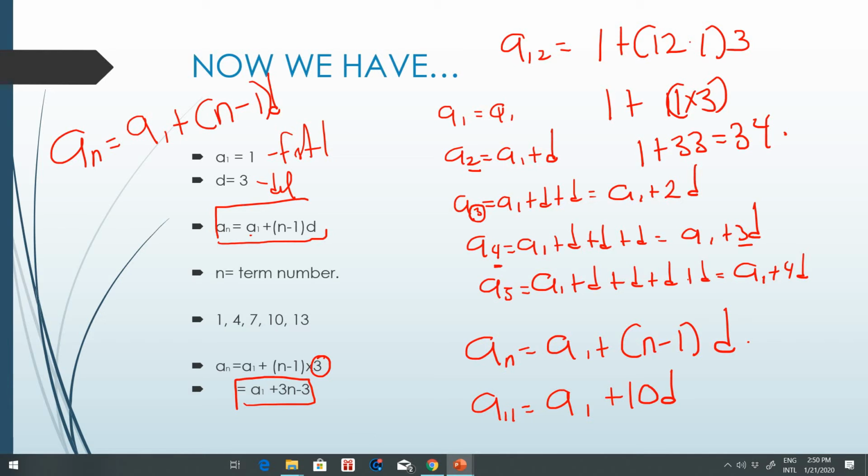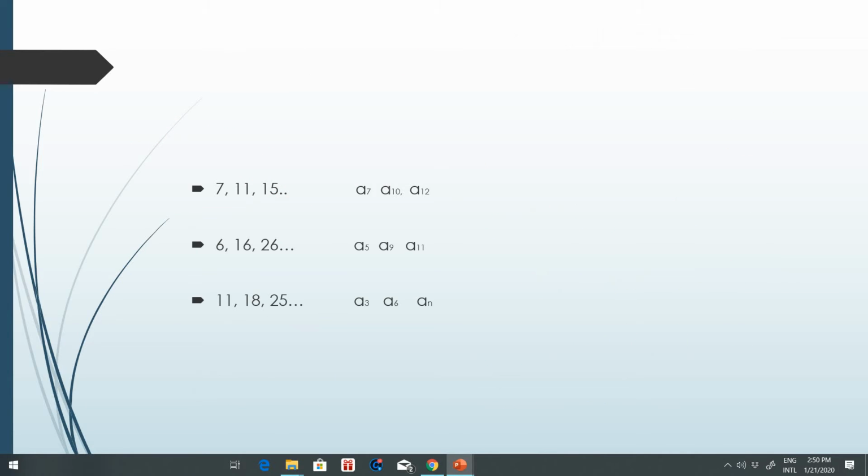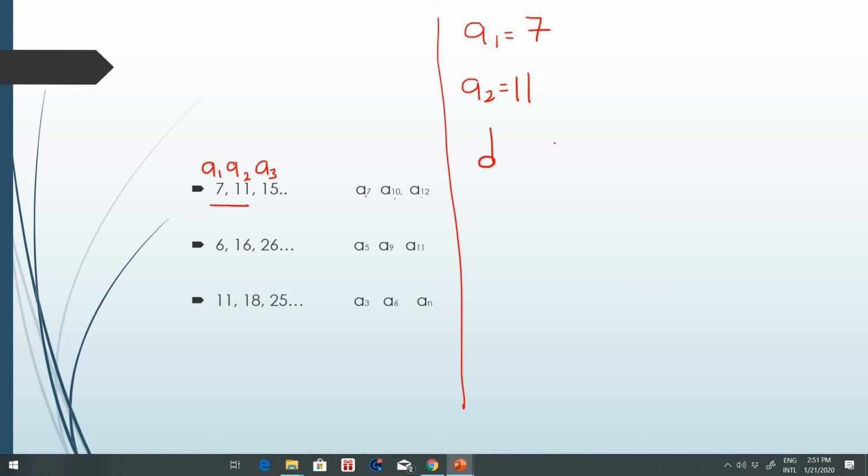Okay, that's cool. So let's practice this, because it's not just about knowing the formula. Let's practice and see how well we can do. Suppose we have this one: A1 is 7, A2 is 11, A3 is 15, and they ask us to find A7, A10, A12. So how are we going to do this? We have our A1, first of all, that's very important, 7. Now A2 is 11. So how can we find D? D is simply A2 minus A1. So our D is 11 minus 7, and our D is 4.